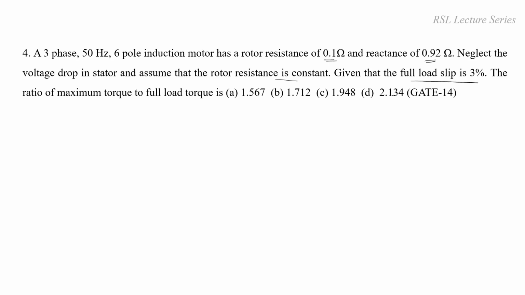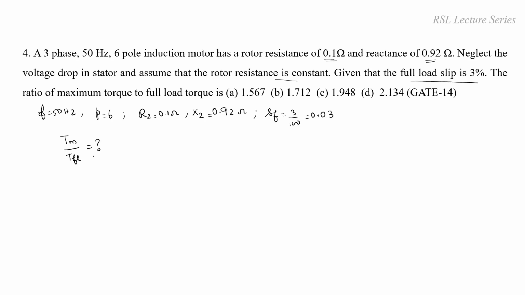First we'll write down the given data. The supply frequency f is equal to 50 hertz and the number of poles P is equal to 6. The rotor resistance R2 is equal to 0.1 ohm and rotor reactance X2 is equal to 0.92. The full load slip is 3%, that is 3 by 100, which is equal to 0.03. We have to find out the ratio between the maximum torque and full load torque.